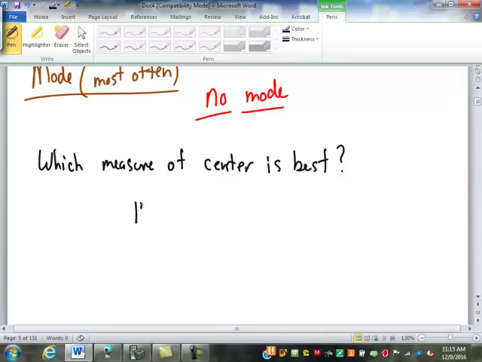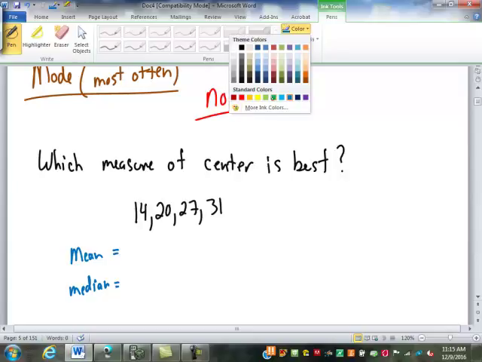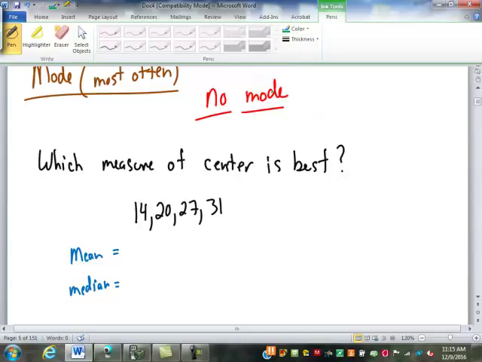We're going to go 14, 20, 27, 31. There's a data set. Let's find the mean and the median. The mean, if I add those all up, what do we got? 20, 34, 61, 92 divided by 4. 23, does that look right?